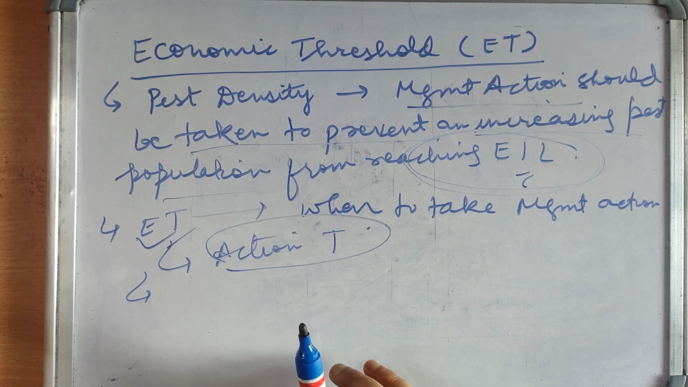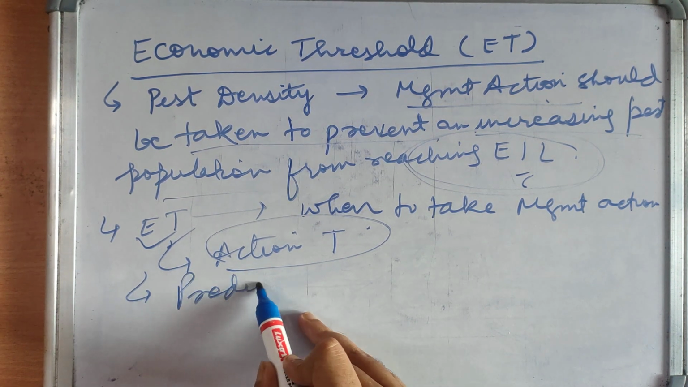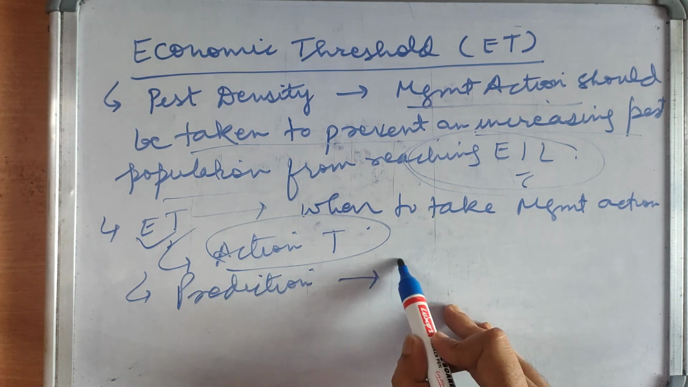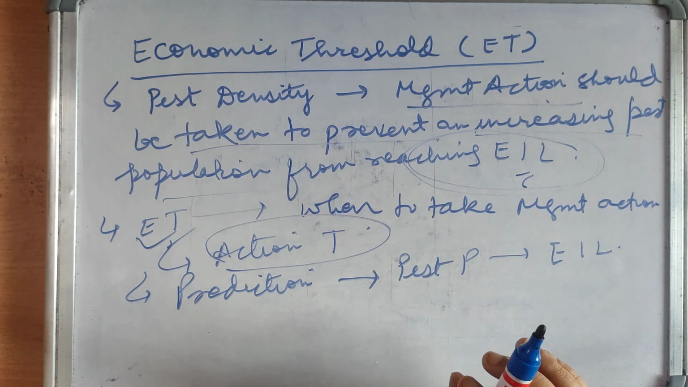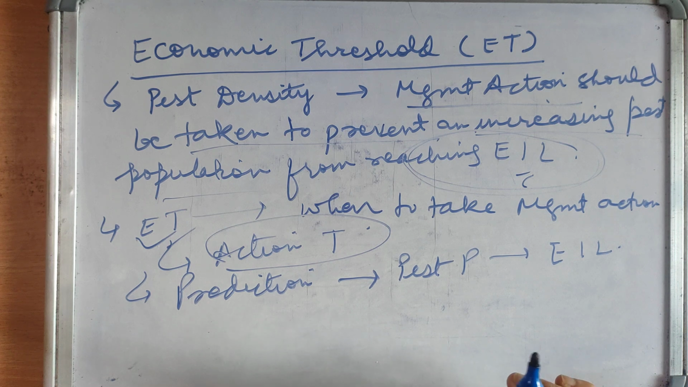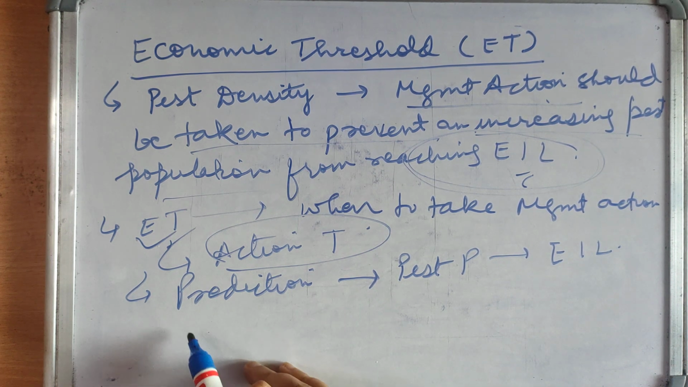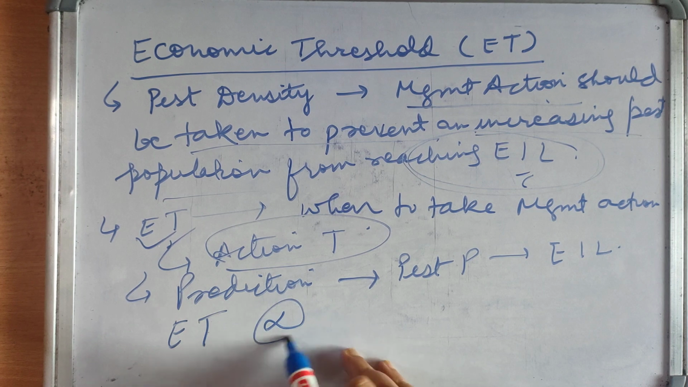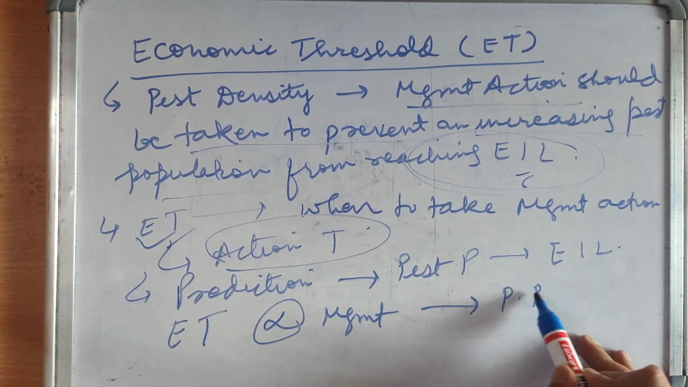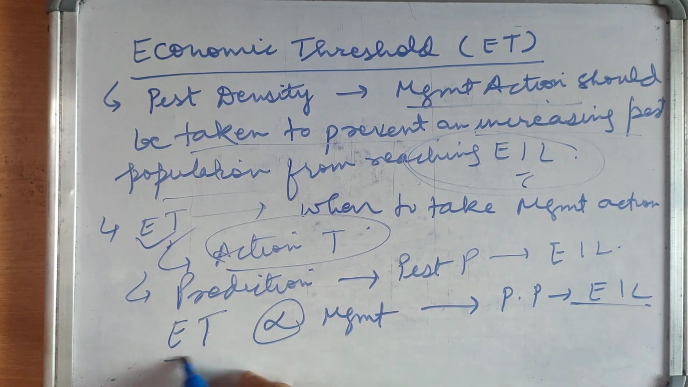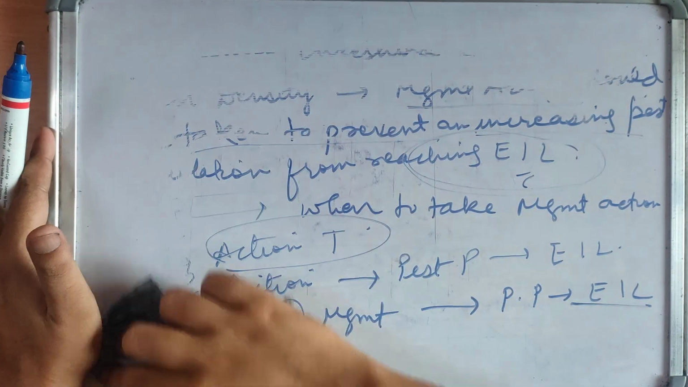It is essentially a prediction of when a pest population is going to reach EIL. It is assumed that once ET is reached, there is a high probability that the pest population will reach EIL if no management action is taken. So these are the things you must know. I hope you understand both economic threshold and economic injury level.